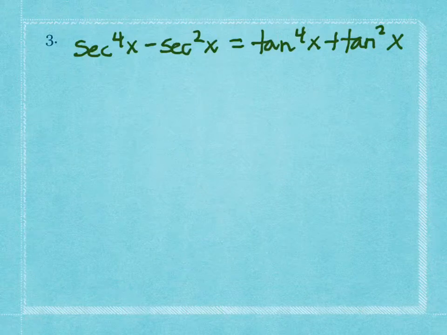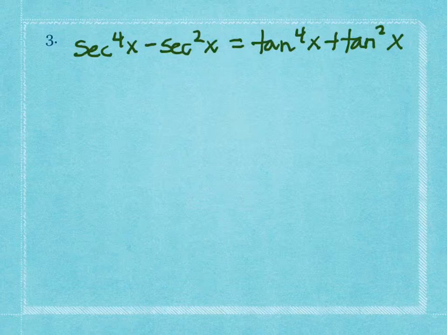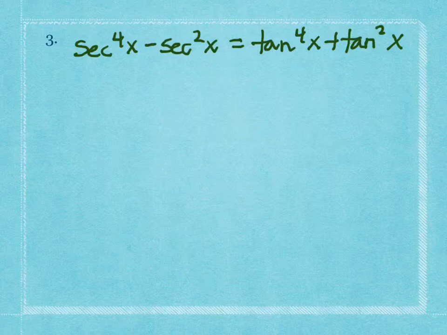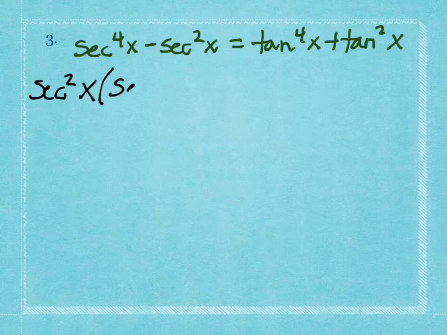This one's a bit messier, isn't it? I've got secant to the fourth minus secant squared on the left, and I've got tangent to the fourth plus tangent squared on the right. Suggestions, what would you like to try? Factoring sounds like a great idea, because I don't have any identities that have powers of 4 in them, do I? I don't. But because both of them are secant on the left and both of them are tangent on the right, I could factor. So what could I factor out of the left-hand side? Secant squared of x. And I would be left with secant squared x minus 1.